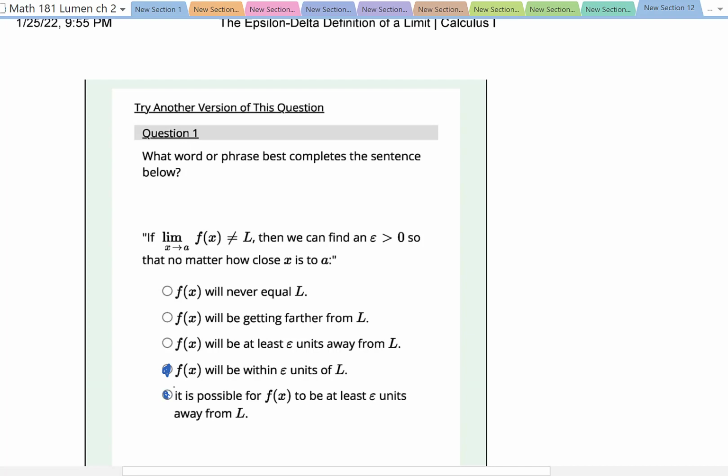Or that one too is kind of close. It is possible for f of x to be, I wouldn't say that last one. Okay.